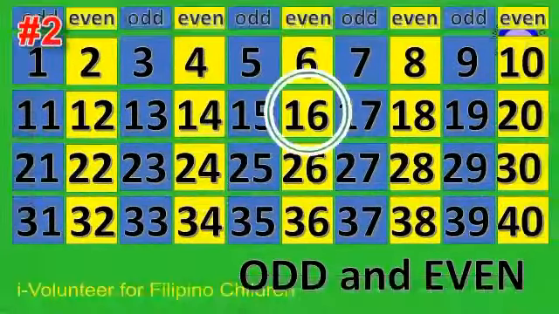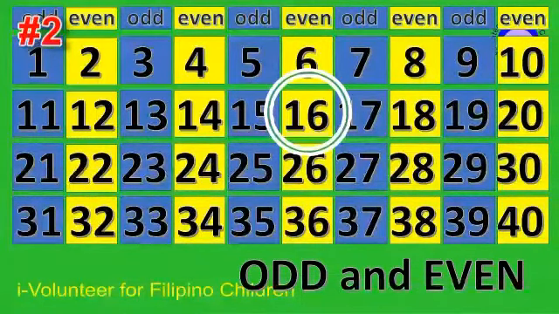Item number 2. Is the number odd or even? Number 16 is an even number. Kindly repeat.